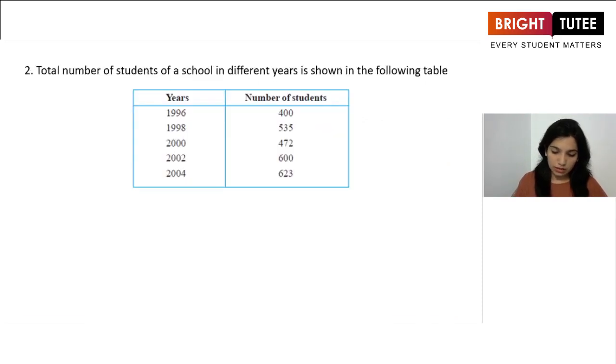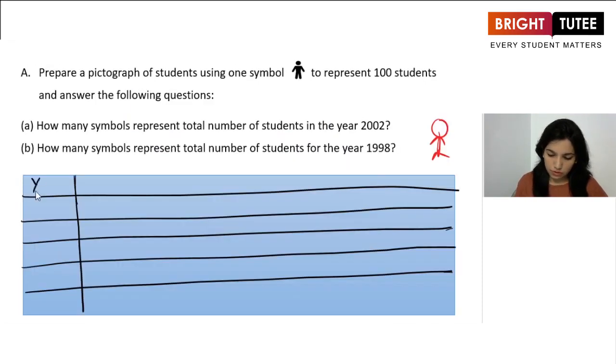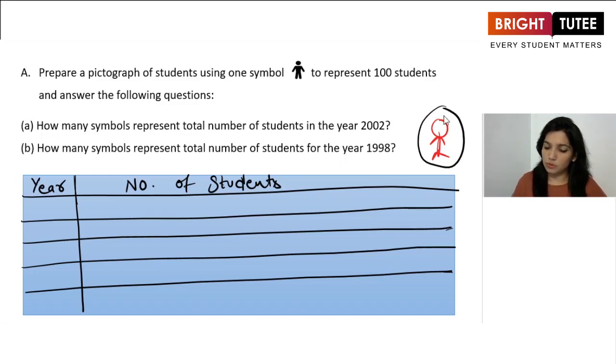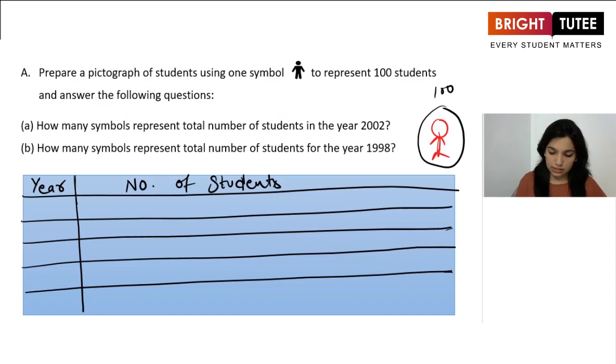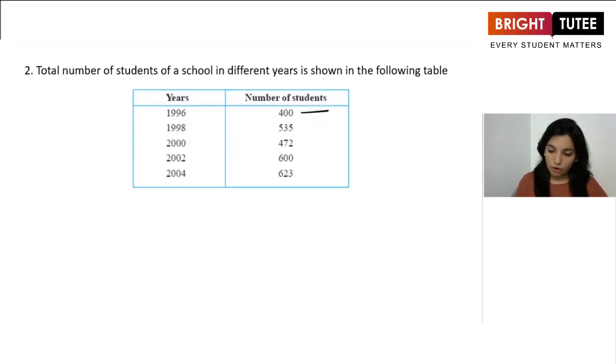This is the year, and then we have got the number of students. So it is year, and this is number of students, right? Now what we need to use this particular symbol in order to represent 100 students. Each symbol representing 100. So here we have got 400 students in 1996. For 1996 we have got 400 students.